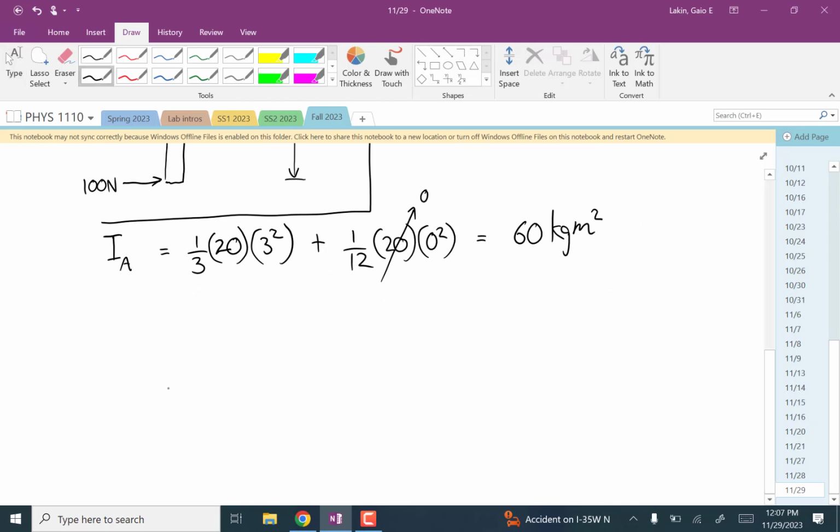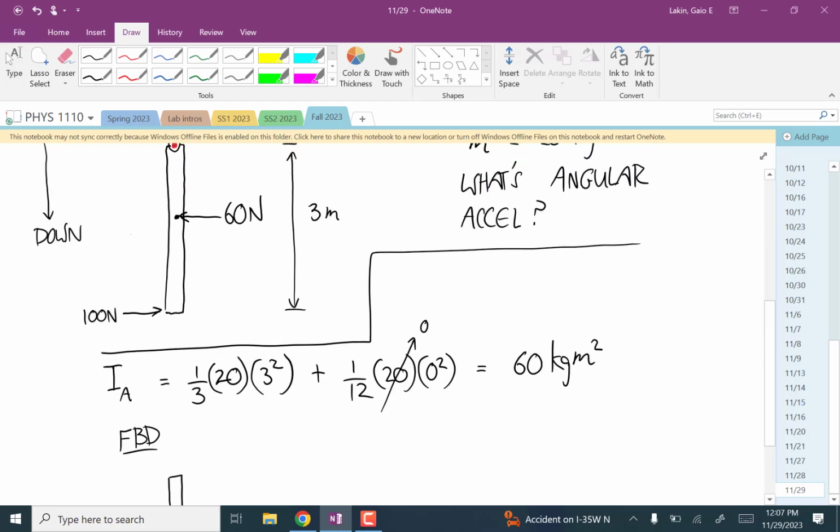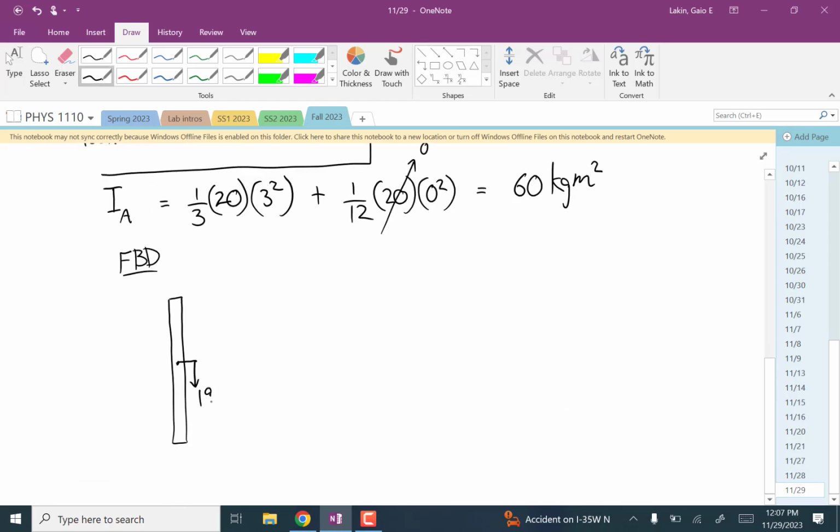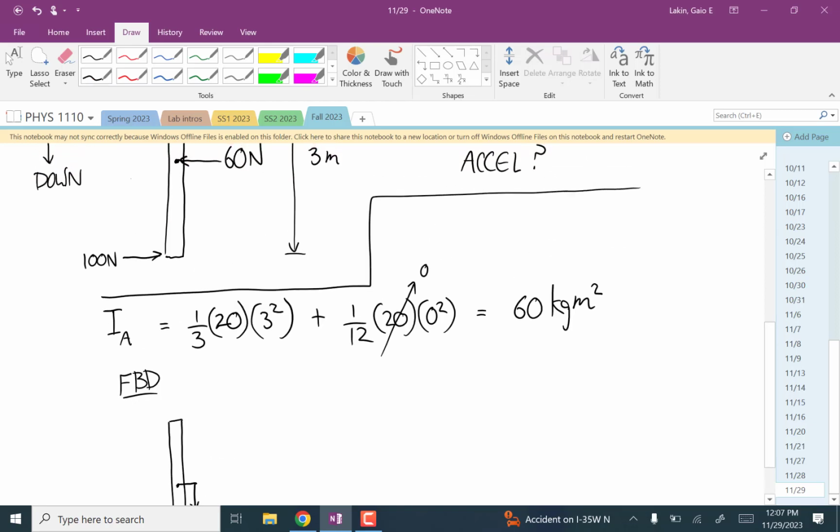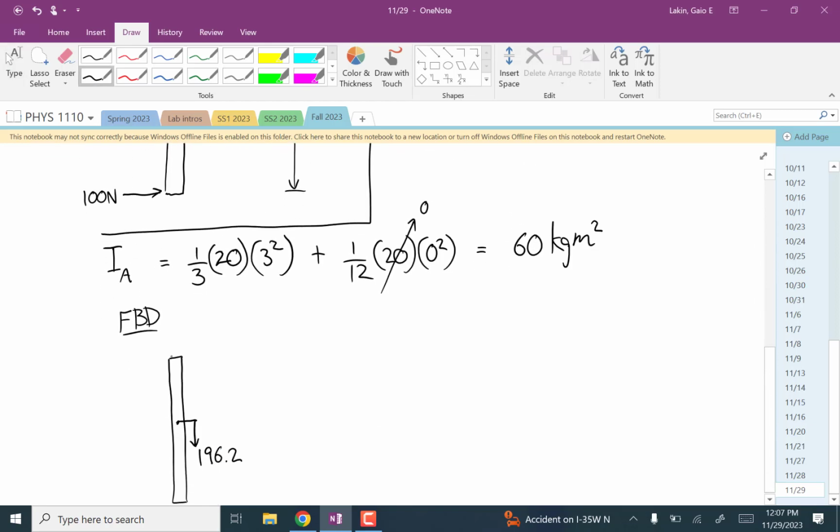And now I'm going to draw a free body diagram. Well, there's a weight force at the center. I'm just going to extend it out like this so you can see it better. That's 20 times 9.81, so 196.2. There are unknown force components at the hinge. I'll call that Rx and Ry.